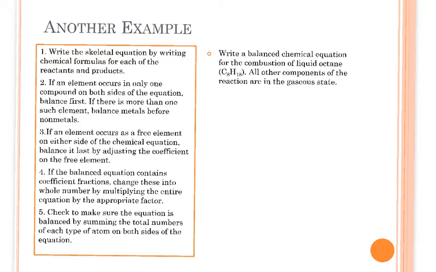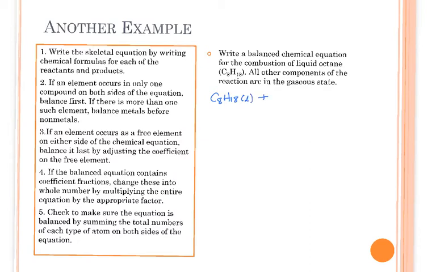Okay, let's go ahead and do another example. Let's write the balanced chemical equation for the combustion of liquid octane with a formula C8H18. All other components of the reaction are in the gaseous state. And your book tells you exactly what the components are, but I want you to learn to recognize a combustion reaction with a hydrocarbon, and this is hydrocarbon C8H18, right? This is found in gasoline. Okay, and it's in the liquid state because gasoline is a liquid.